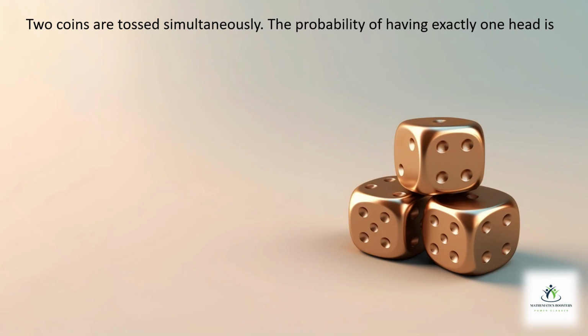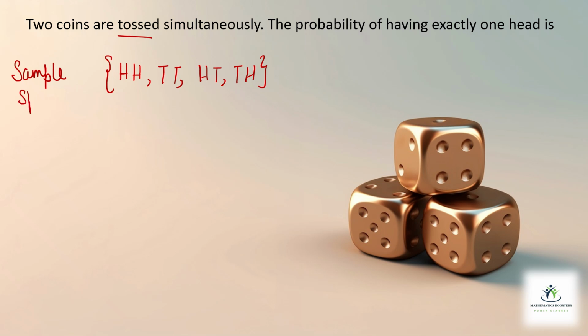Next, 2 coins are tossed simultaneously. Now these are coins. So we have head head, tail tail, head tail, tail head. This is the sample space or possible outcomes. Exactly one head: these two have exactly one head. So the probability of the event is 2 by 4, which can be further reduced to 1 by 2.